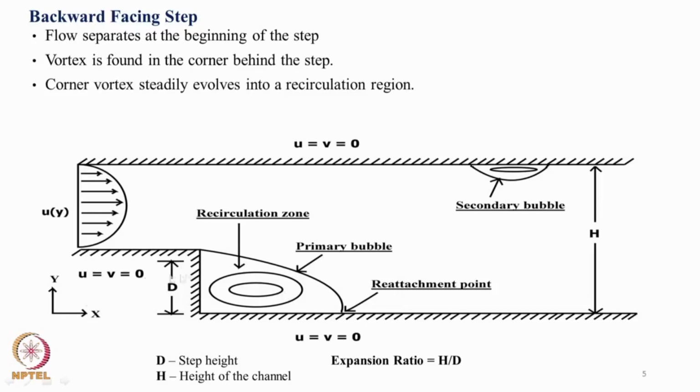We also know there is a corner vortex that is formed, and slowly it becomes a recirculating region depending on the Reynolds number. There is also a secondary circulation formed on the top wall as I am showing here. This again depends on the Reynolds number, hence you can try increasing the Reynolds number and observe yourself whether you are getting a secondary bubble on the top.